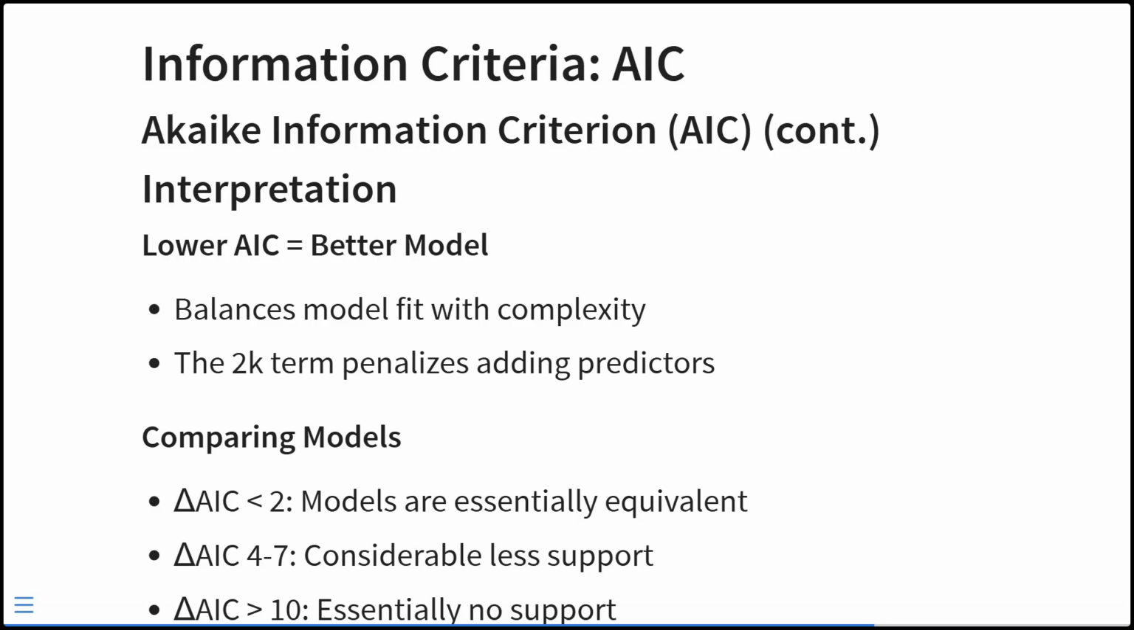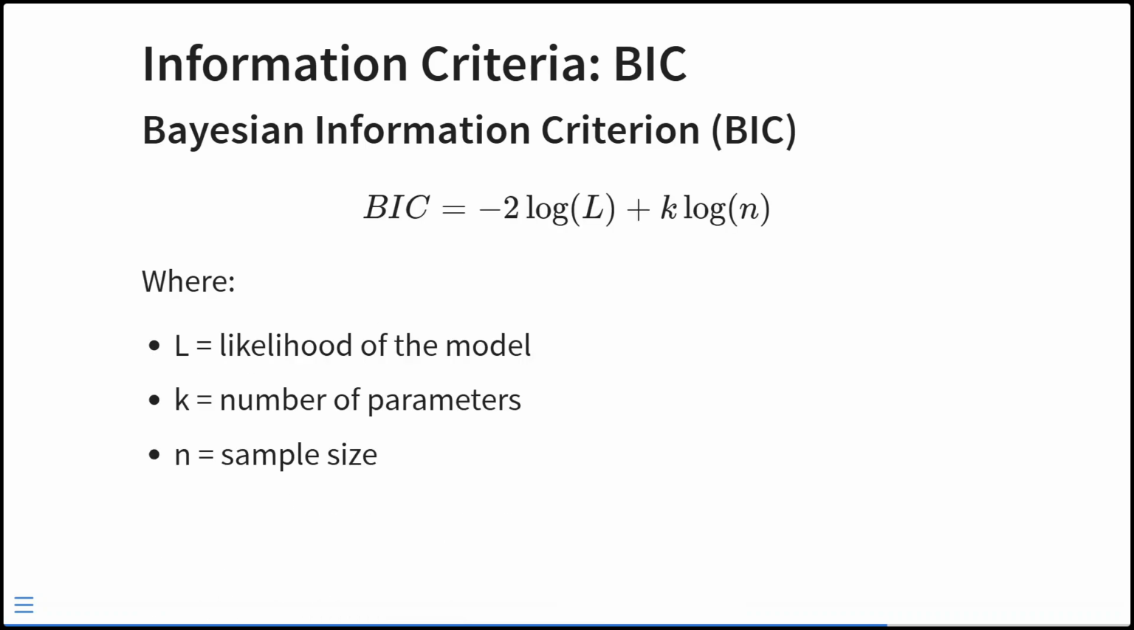When you have two or more models, the one with the lower AIC is the better model. When the difference between the two AIC values is less than 2, the models are essentially equivalent. If the difference is between 4 and 7, it means considerably less support. And if the difference between the two AIC values is greater than 10, it means no support.